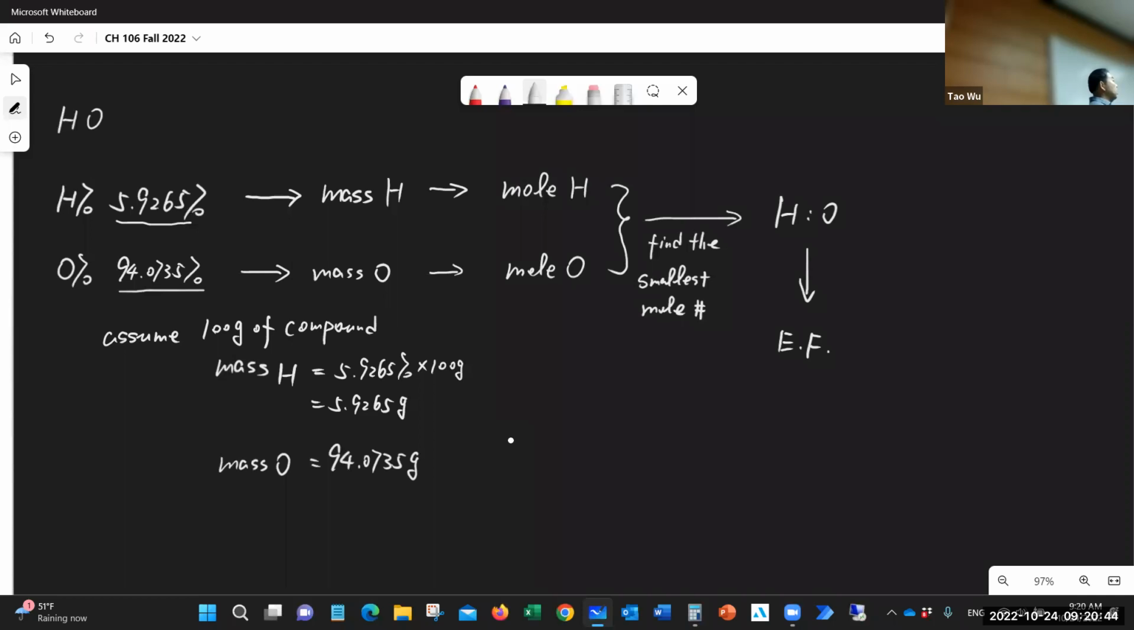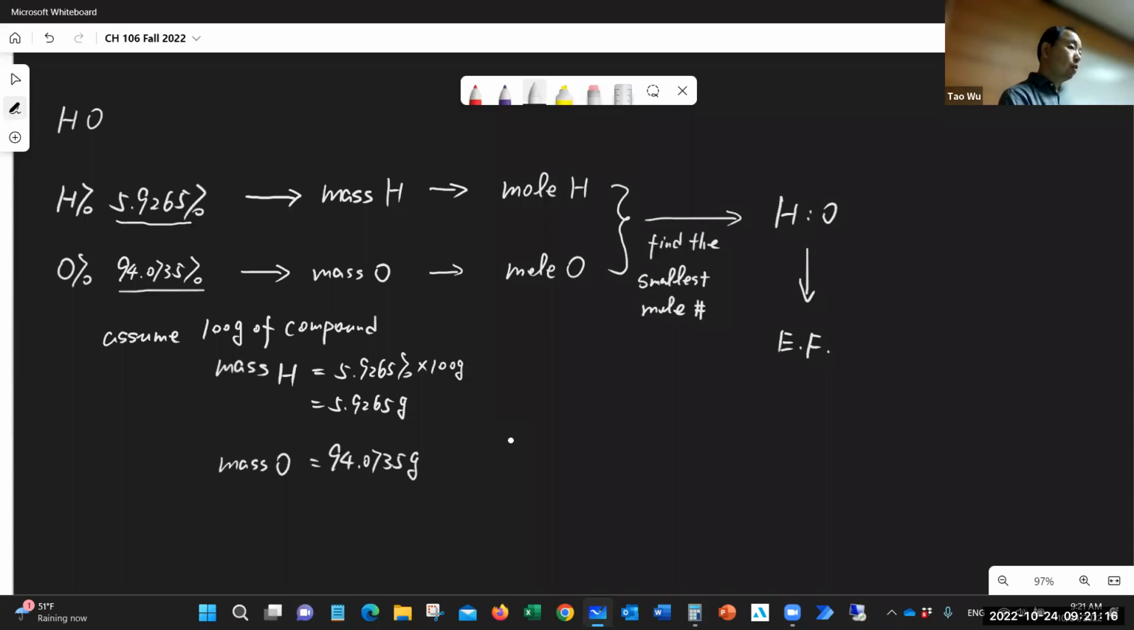So it doesn't matter what number you type, the final result will be the same. The ratio will always be the same. That's why I'm going to assume 100, because this is the easiest way to do the calculation. Does it make sense, right? All right, so now we assume we have 5.9265 grams of hydrogen and 94.0735 grams of oxygen.